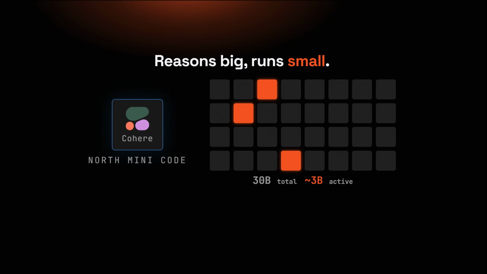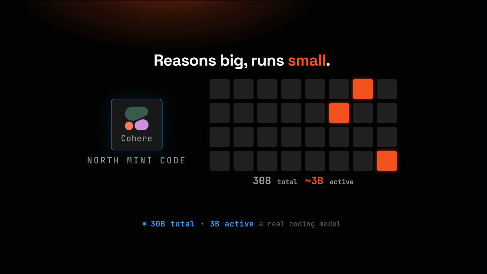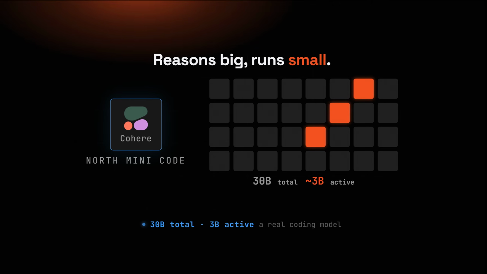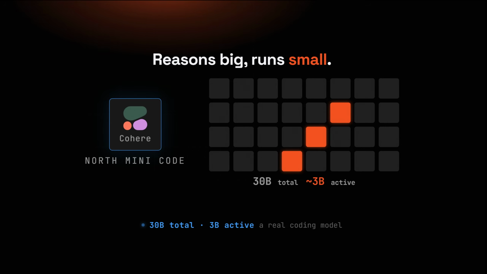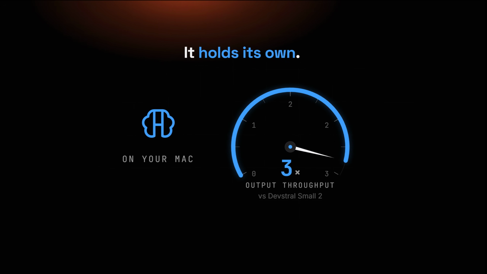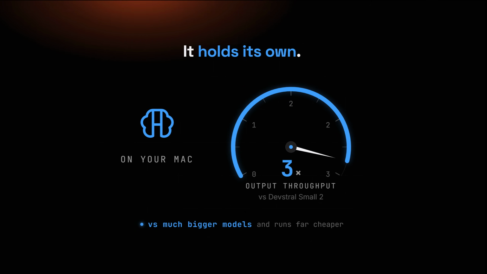This is a real coding model, 30 billion parameters on paper, but a mixture of experts design that only lights up about 3 billion at a time, so it reasons like something large while loading and running like something small. Cohere shipped it fully open back in June. Cohere built it to go head-to-head with much larger open models on the coding benchmarks, SWE-bench, terminal tasks, and hold its own while running far cheaper. On a Mac with enough memory, that is a genuinely capable coding brain that stays entirely on your desk.